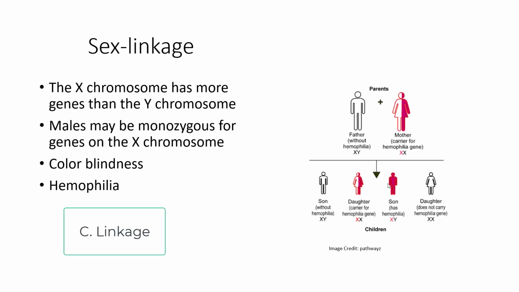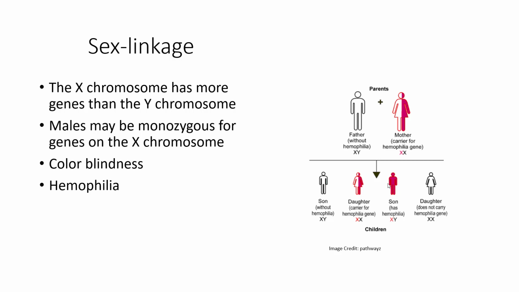Sex linkage. This is where we have something that is actually on the X chromosome. The X chromosome has way more genes than the Y chromosome, in the same way that I have more books in my library than I have in my office. It's a lot more genes. Males may be monozygous for genes in the X chromosome because that just means they have, well, one copy. They can't be homozygous or heterozygous if you only have one copy. Examples of this are color blindness, your red-green color blindness, and hemophilia.